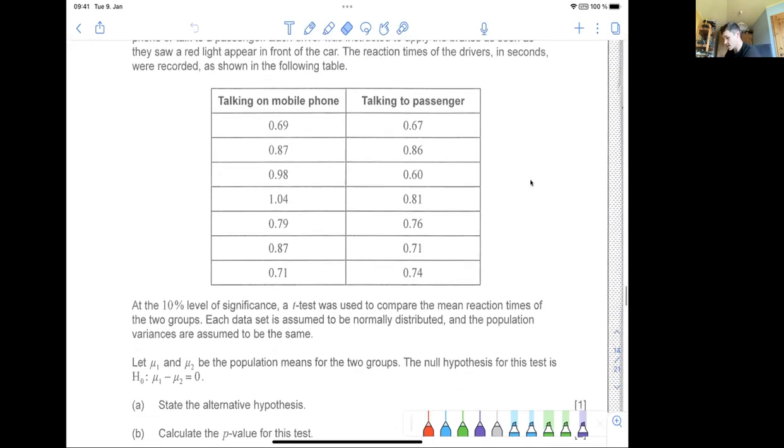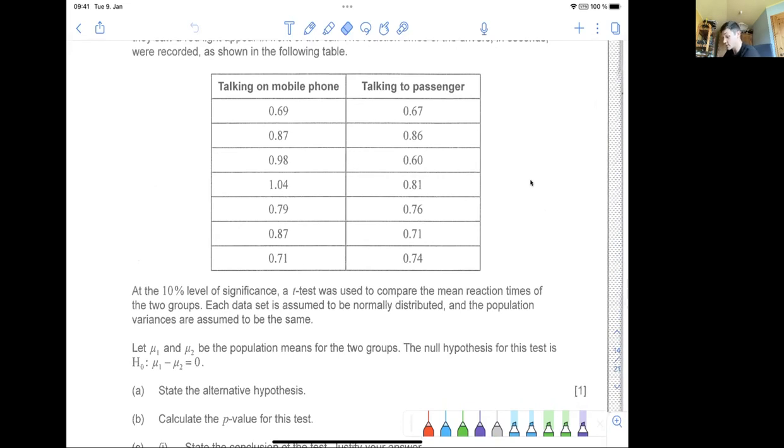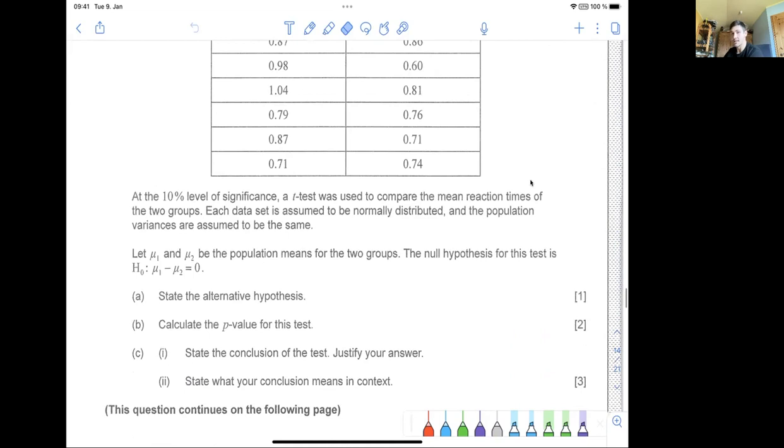At the 10% level of significance, a t-test was used to compare the mean reaction times of the two groups. Each dataset is assumed to be normally distributed, and the population variances are assumed to be the same. Let mu1 and mu2 be the population means for the two groups. The null hypothesis for this test is H0: mu1 minus mu2 is equal to 0. Part A asks us to state the alternative hypothesis.